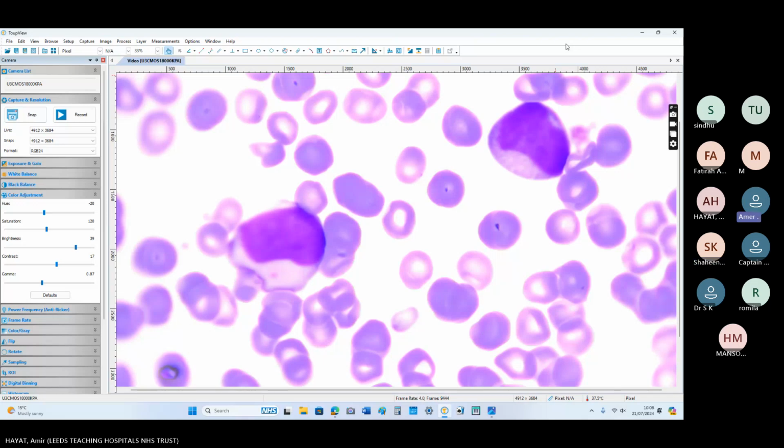NPM1 mutation. What type of risk category is that? Favorable, intermediate, or adverse? It is favorable. Okay. Would you check FLT3 with that? Yes. If it's positive for FLT3, then it will go into the intermediate category. NPM1 with FLT3 is intermediate.